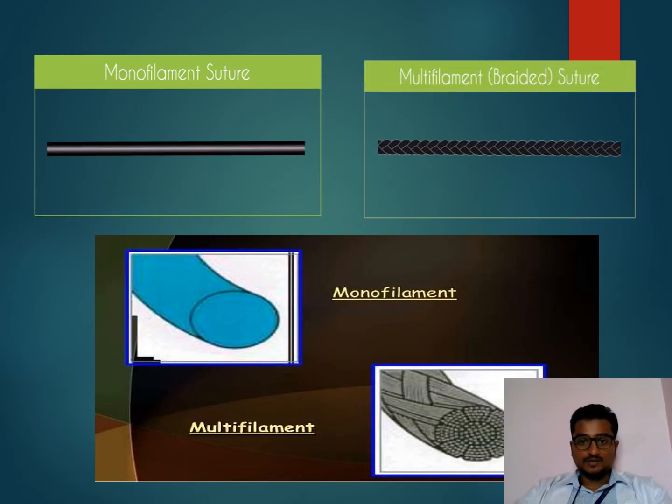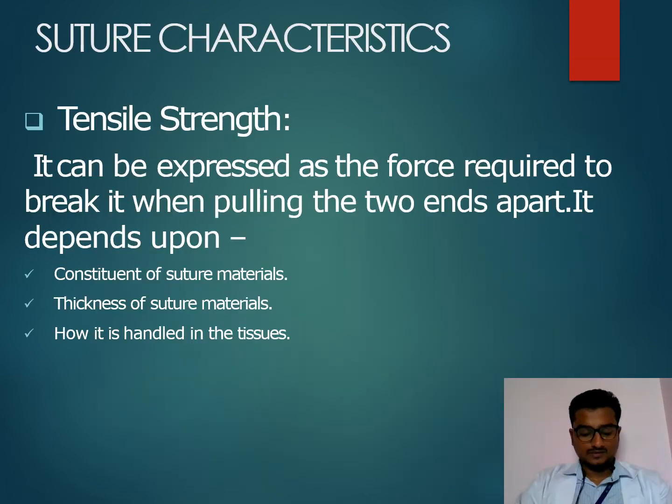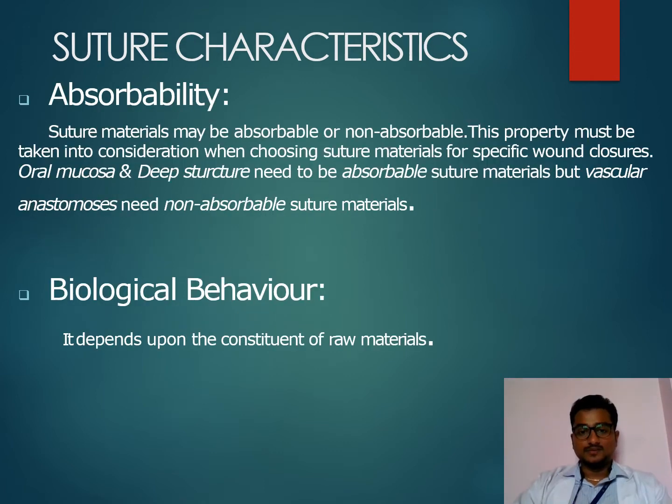Difference between monofilament and multifilament suture. Suture characteristic: tensile strength. It can be expressed as the force required to break it when pulling the two ends apart. It depends upon the constitution of the suture material, thickness of the suture material, and how it is handled in the tissues. Absorbability: suture material may be absorbable or non-absorbable. This property may be taken into consideration when choosing a suture material for specific wound closure. The oral mucosa and deeper structures need absorbable suture material, but vascular anastomosis needs a non-absorbable suture material. Biological behavior depends upon the constitution of the raw material.